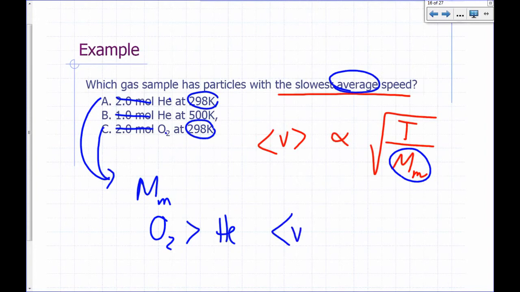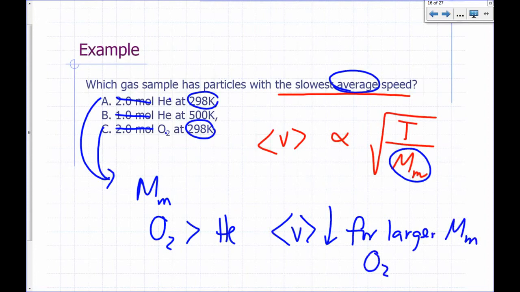So the heavier oxygen molecules would be more sluggish, you'd say. It would be smaller for larger molar mass. So it would be slower for O2. Okay, so O2 would be slower than helium, so you can cross this one out. What about helium at 500K versus O2 at 298K? You've got different molar masses, different temperatures. You can't make a direct comparison.